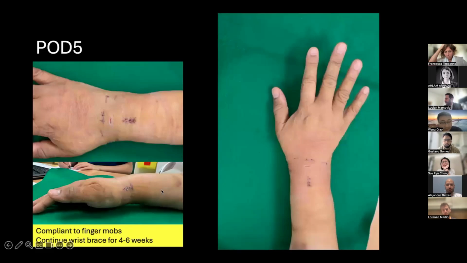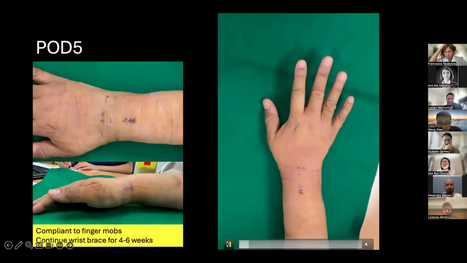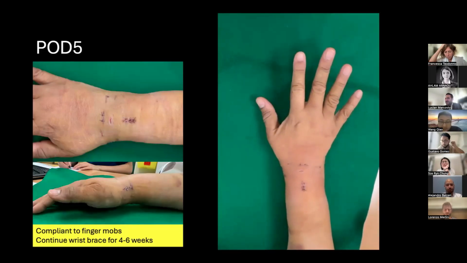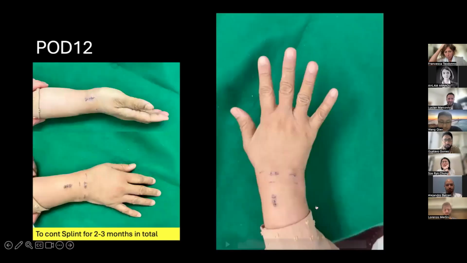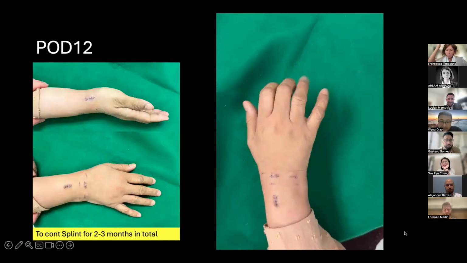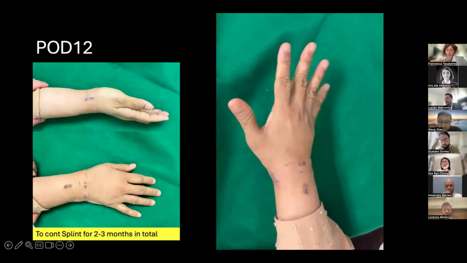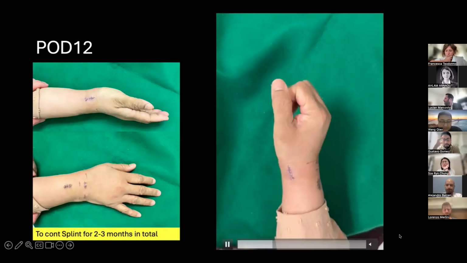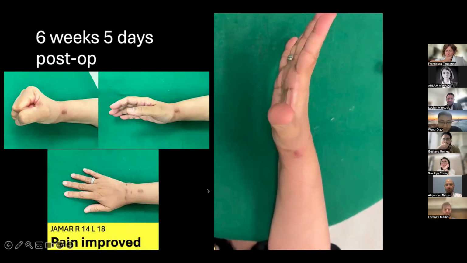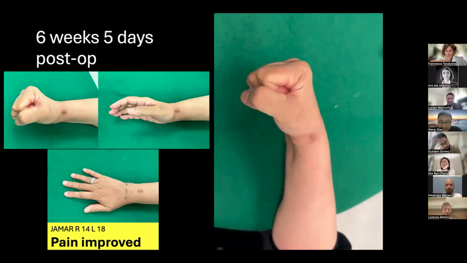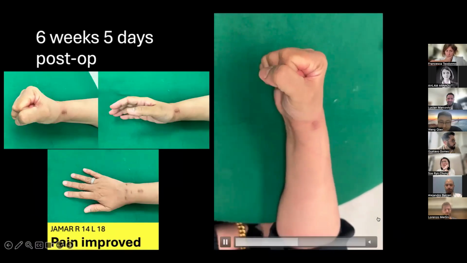Here are some postoperative outcome photos and videos. For the first few weeks, we put the patient in a brace just to immobilize the wrist, but we allow and encourage the patient to have finger movements. This is POD 12, the wound all healed. The patient has been quite cooperative with the finger range of motion exercise. And this is about 6 weeks later. The patient's pain has much improved. She's happy at this moment. The wrist range of motion has also been regained.